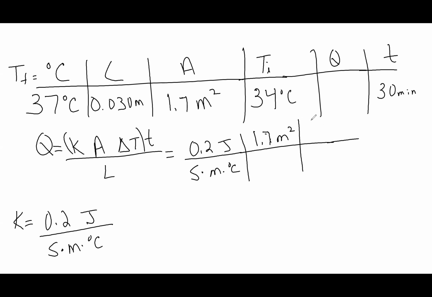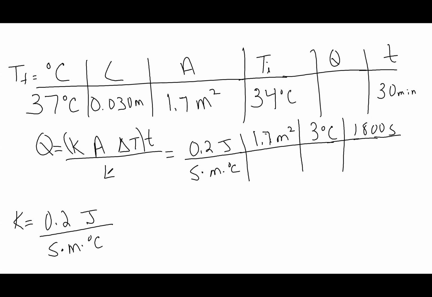My delta T is 3 degrees Celsius. My time is 30 minutes, but of course it needs to be in seconds. So I have 30 times 60 seconds per minute, so therefore I have 1800 seconds, okay?